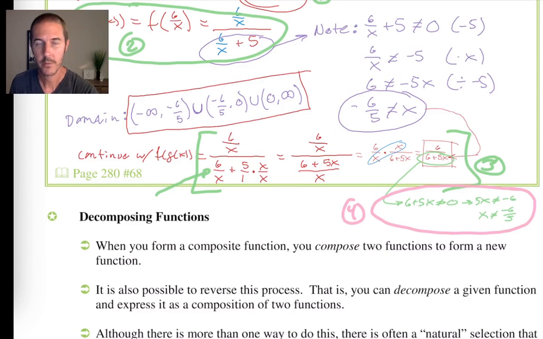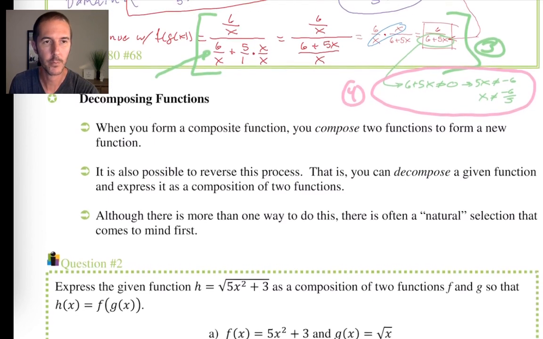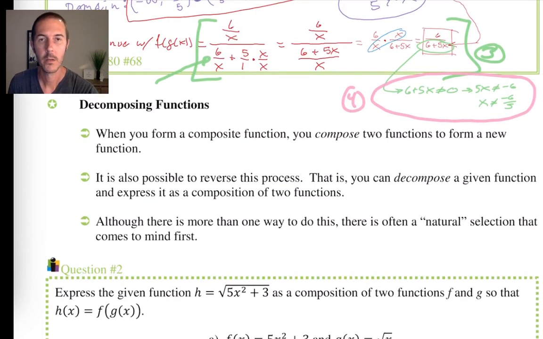Whew. I feel like I need to stand up and stretch or something. That was a very involved process. Let's do it in reverse. It was so great. Let's do it backwards. Instead of a composite function, now we're going to be decomposing functions.